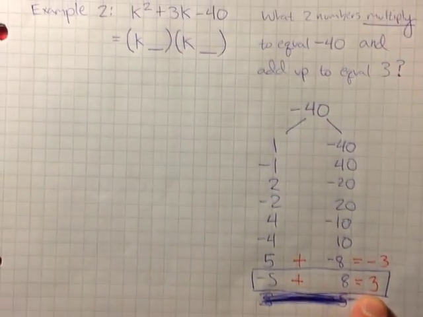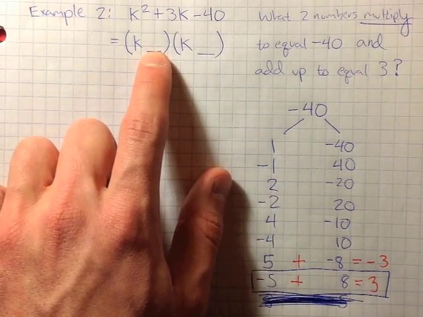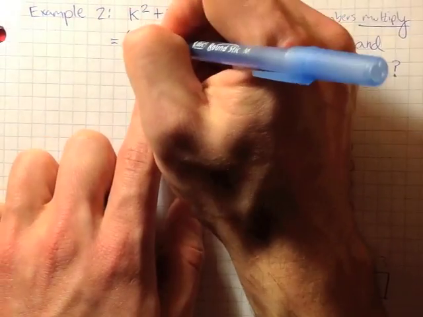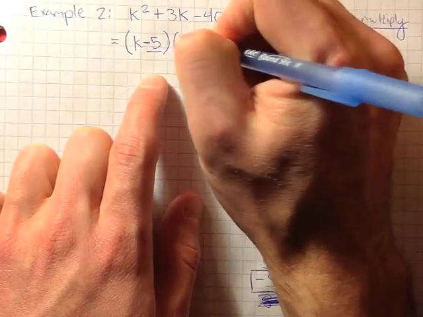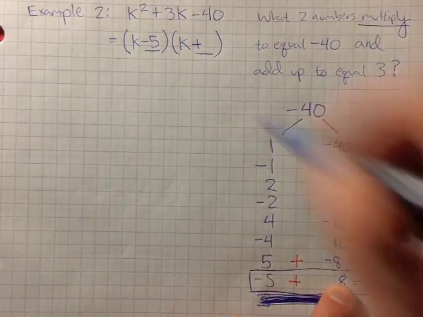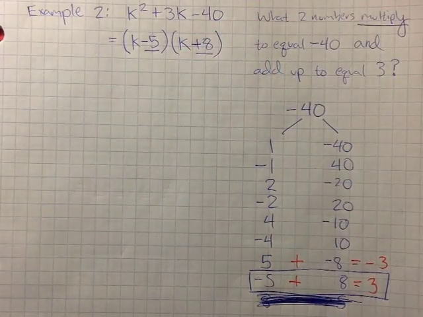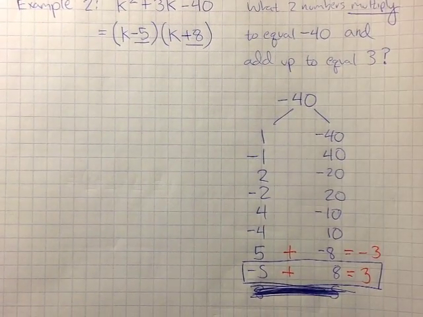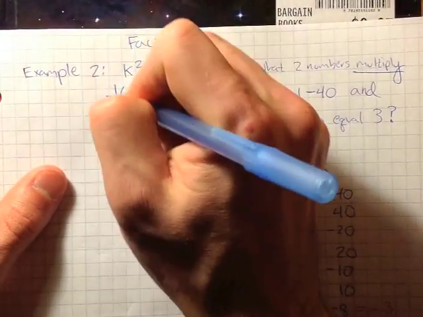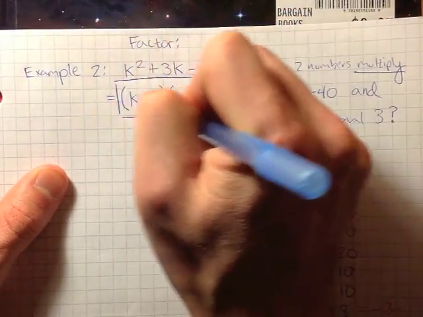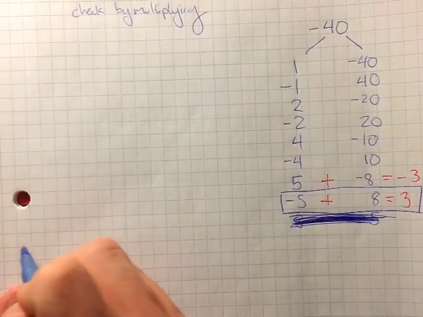That means that the special numbers that I put in here and here are going to be negative 5 and positive 8. Ta-da! We are done. Okay, with that problem at least. So box that guy. Now let's take a look at a third example.